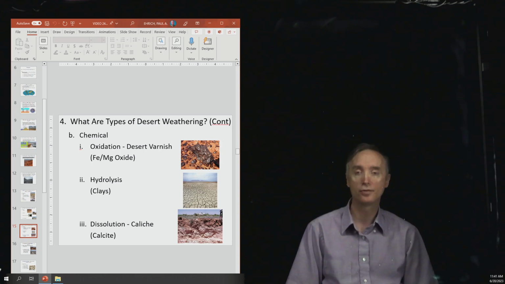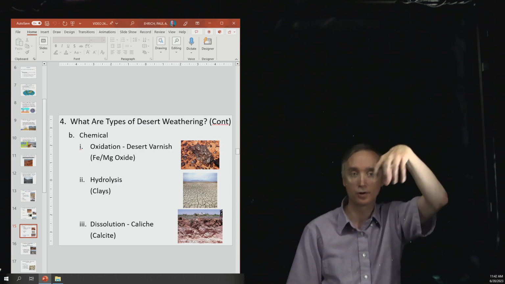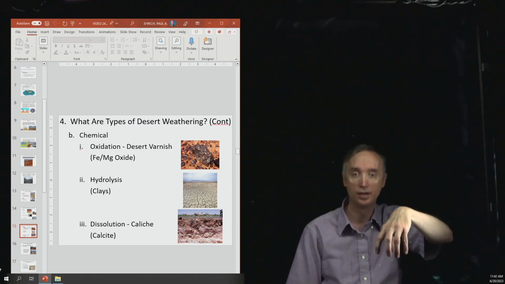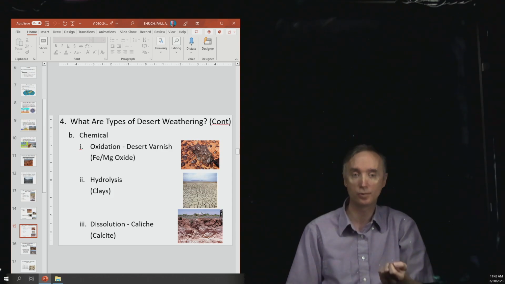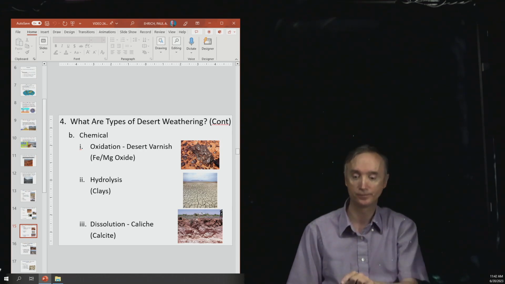Okay, then the third method of chemical weathering is dissolution. An example of this is in deserts where water percolates down through the soil. It can carry calcium carbonate, calcite, with it, and then deposit it further down in the soil layers, and we call this caliche.